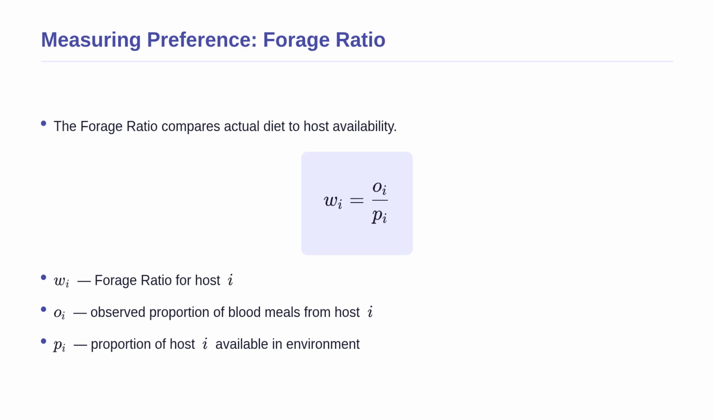If the ratio is exactly 1, the insect bites randomly. If it is much greater than 1, the insect actively hunts that host. If it approaches 0, the insect actively avoids it.